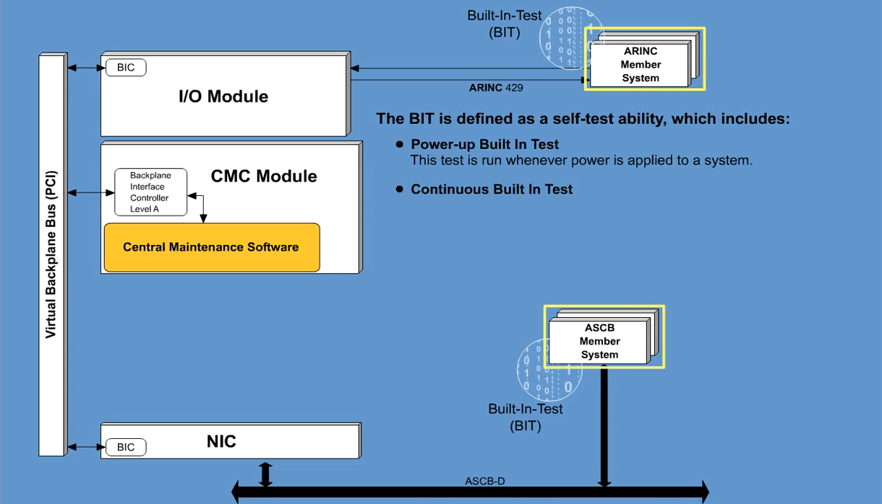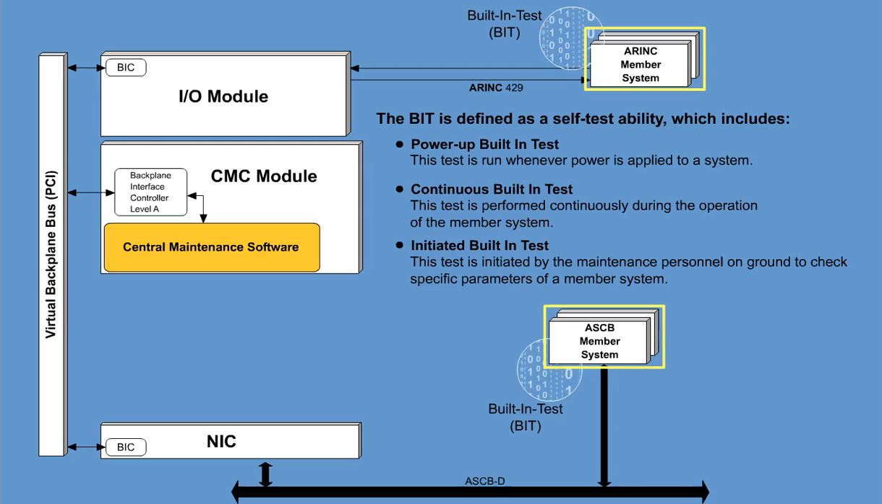Continuous built-in test. This test is performed continuously during the operation of the member system. Initiated built-in test. This test is initiated by the maintenance personnel on ground to check specific parameters of a member system. Member systems perform at least one type of the built-in tests.